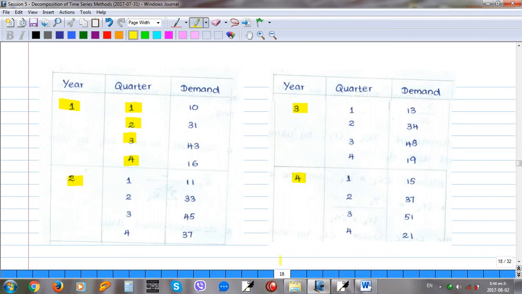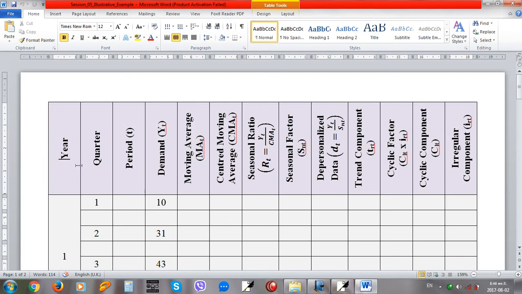Alright. So next, solving this problem means you have to fill this table. Here you can see you can find a seasonal factor here, right? Then trend component here, then cyclic component here, irregular component here. So you need to find all of these components in the multiplicative model. To do this, you have to fill this table, right?